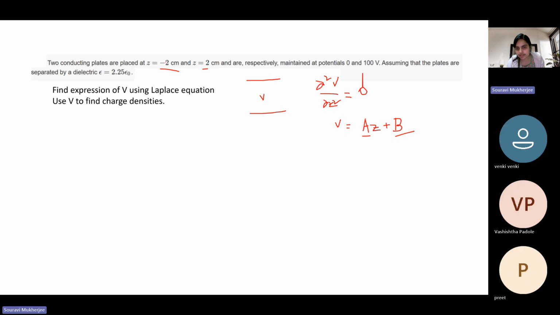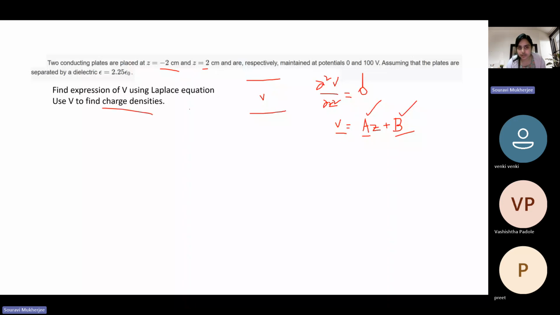So if you use these conditions, you can find expressions for A and B. Once you know A and B, you know the value of V for different values of Z. Now, once you know the value of V, you can again use this value to find the electric field or charge densities.